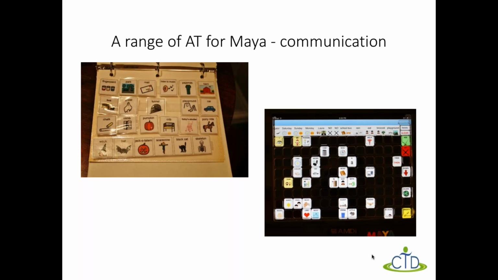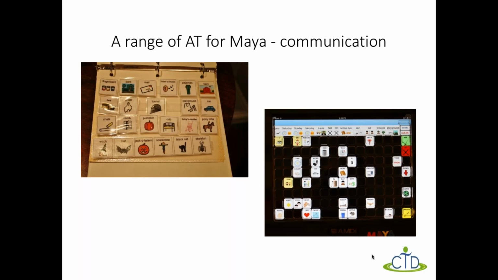Awesome. Okay. So I'm going to show you a couple of examples of what a range of AT and having that available for a child actually looks like. And we'll talk a little bit more about Maya and the Don't Wait to Communicate webinar. But Maya is a little girl who, I believe, is in 2nd grade now.